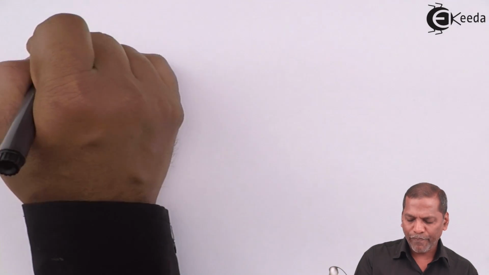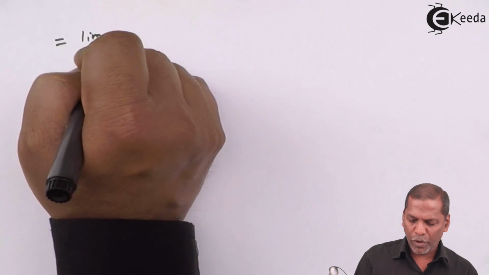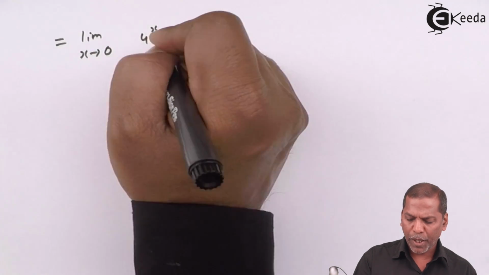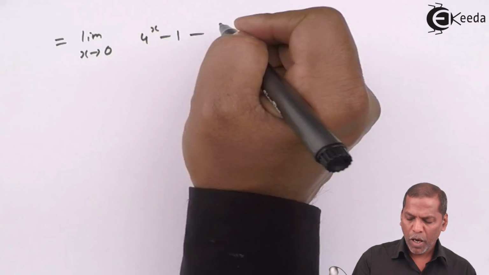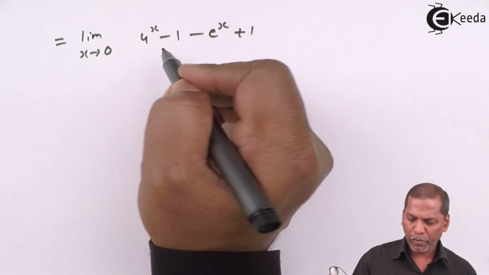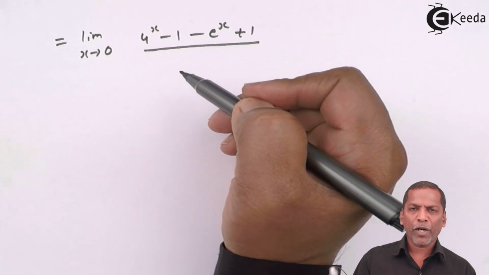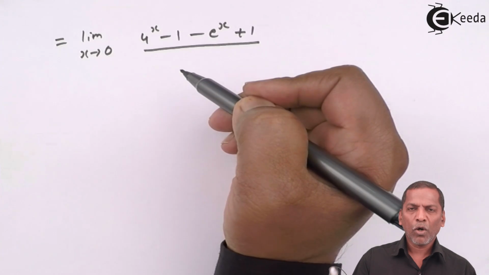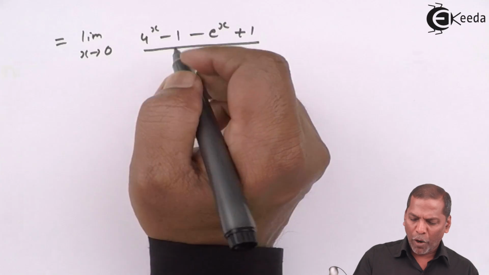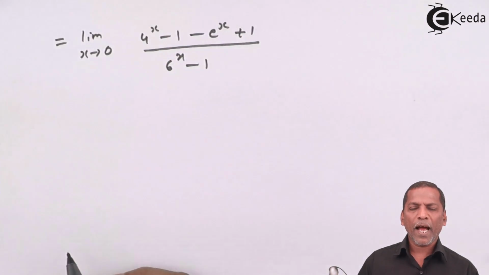So it is equal to limit x tends to 0. In the numerator, we write 4 raised x minus 1 and then minus e raised x plus 1. It means we add and subtract 1 in the numerator. And the denominator 6 raised x minus 1 we write as it is.